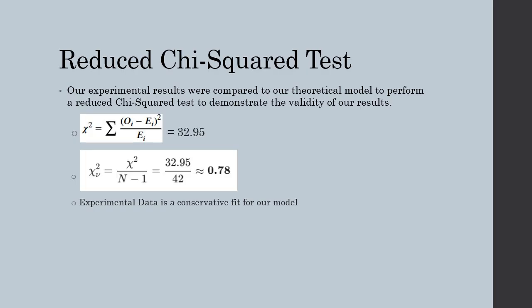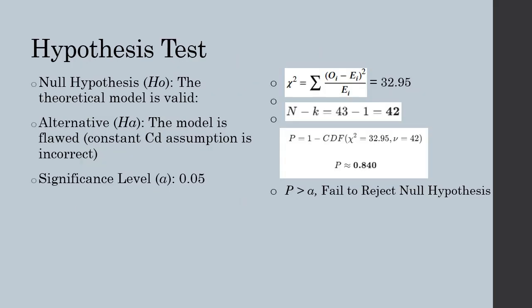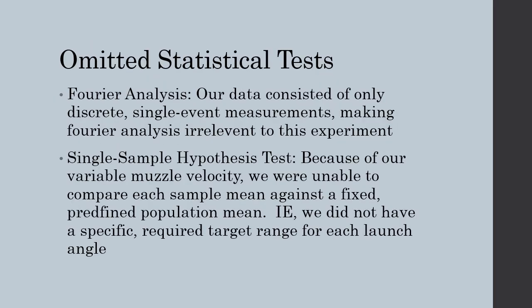A reduced chi-square test showed that our experimental data was a conservative fit for a theoretical model. A hypothesis test showed that we were right to assume that the drag coefficient was constant throughout the trial. During our testing, we omitted Fourier analysis because our data consisted of only discrete single-event measurements, making Fourier analysis irrelevant to this experiment. And we also did not include a single-sample hypothesis test. Because of our variable muzzle velocity, we were not able to compare each sample mean against a fixed, predefined population mean.